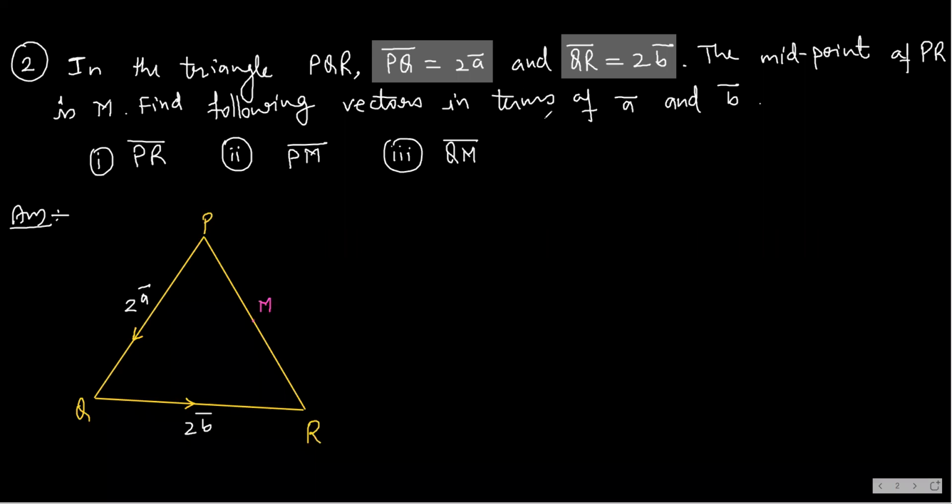They say find the following vectors in terms of a bar and b bar. We have to find the following vectors, that is PR bar. We have to find vector PR bar in terms of a bar and b bar. We have to find vector PM bar. PM bar is this vector. See, M is the midpoint of PR. So PM is 1 by 2 PR, and hence PM bar will be 1 by 2 times PR bar. And then we also have to find the vector QM bar. Look at this QM bar here.